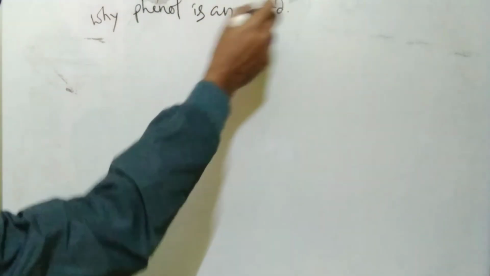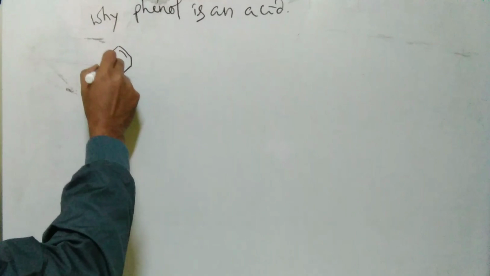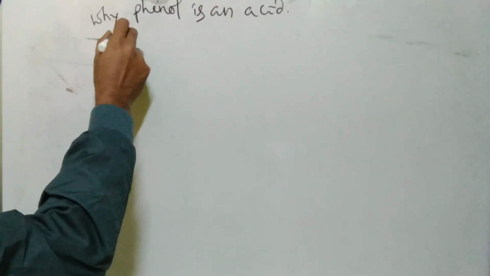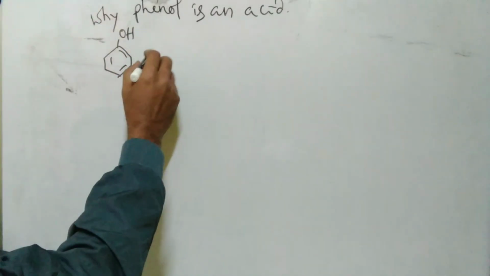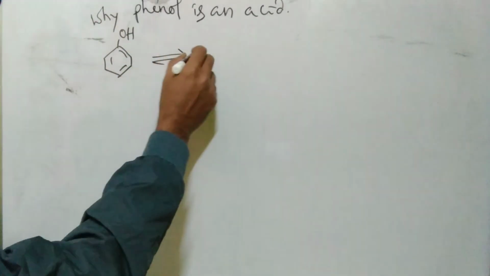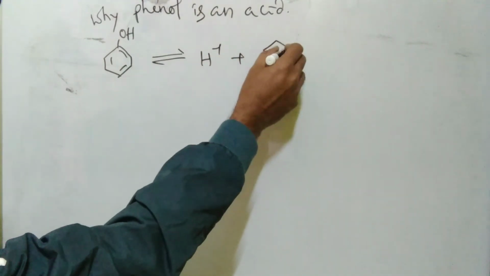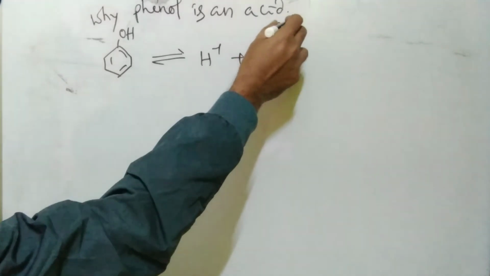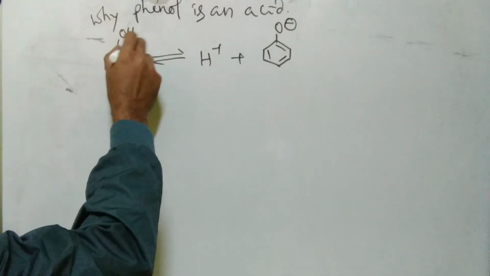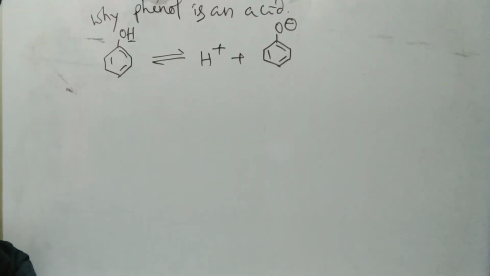Now what is phenol? Phenol is a benzene ring carrying an OH group. So if it is an acid, then it must release H plus ion. If it releases H plus ion, then phenoxide ion is formed, a benzene ring carrying an O negative. Here this H has been released as H plus ion and phenoxide ion is formed.